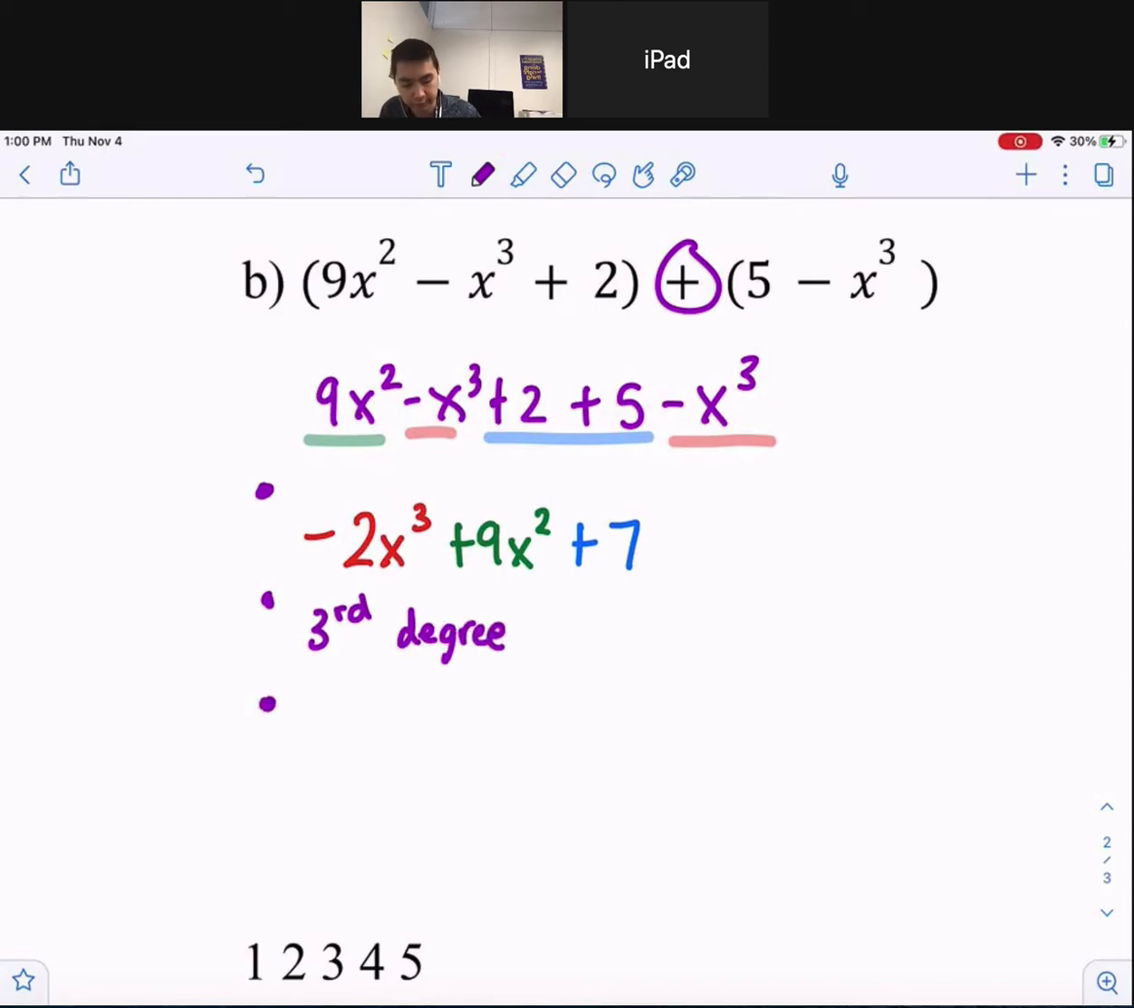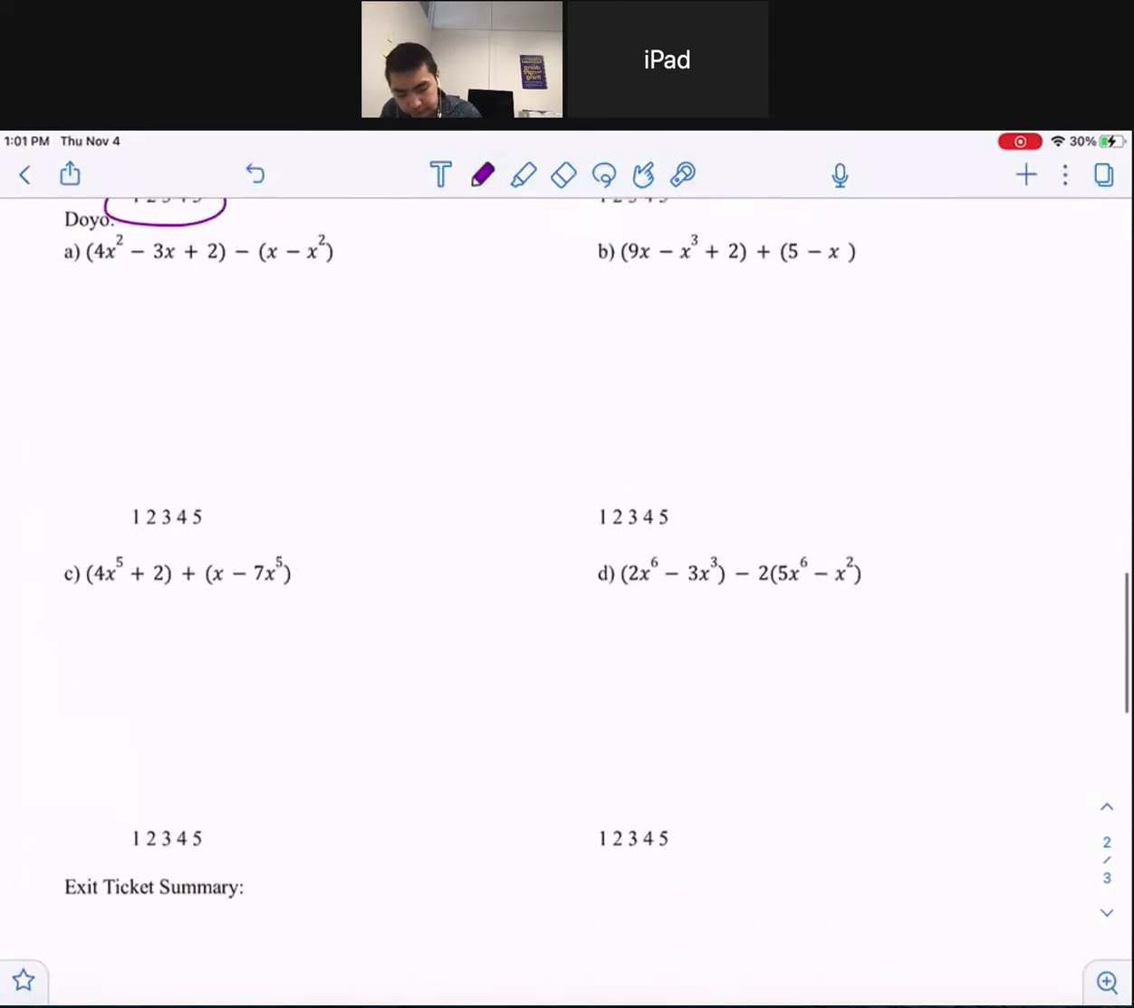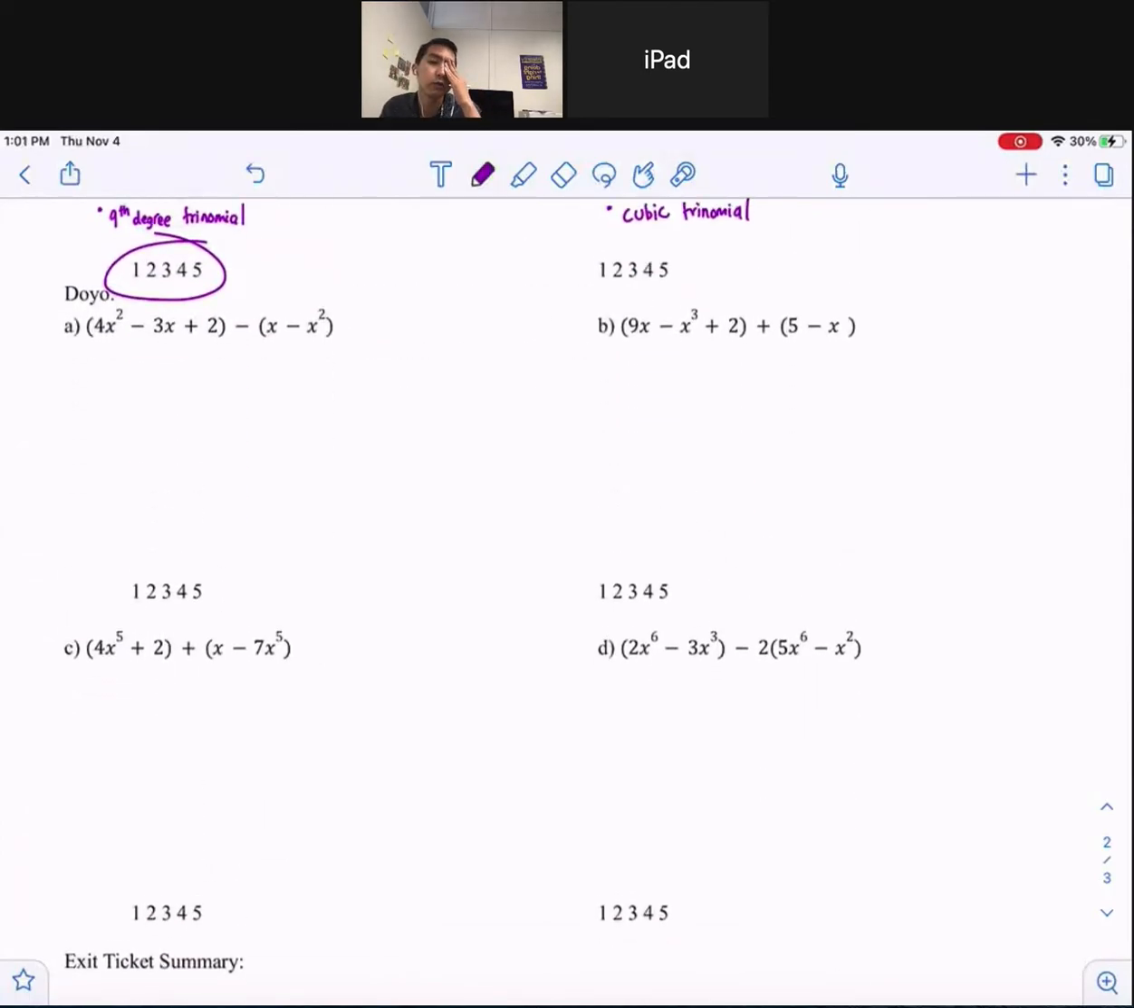Is third degree odd or even? That's an odd number. And the name, the highest degree is 3, you guys, so that's cubic. How many terms? 3, trinomial. Okay. So these are do-it-yourselves for you guys to try by yourself. I highly suggest you guys pause the video, and then when you're ready, you can watch the rest and continue on.